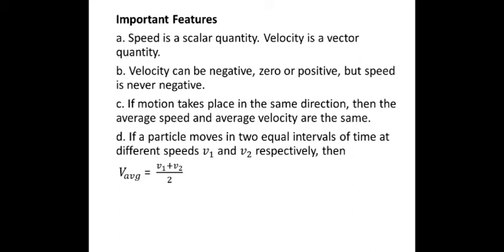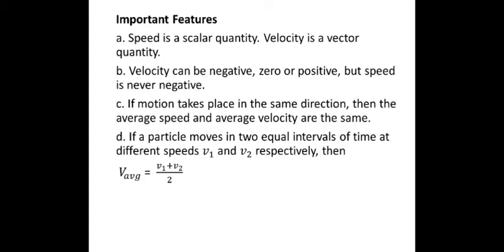Next, we'll see the important features of speed and velocity. Speed is a scalar quantity. Velocity is a vector quantity. Speed has only magnitude, but velocity has both magnitude and direction. So speed is a scalar quantity, velocity is a vector quantity.